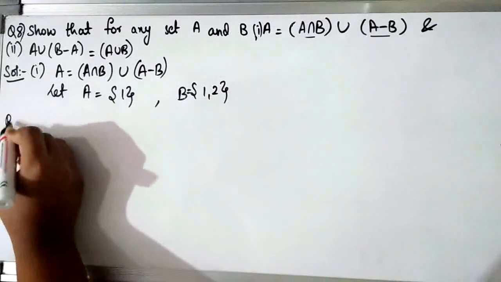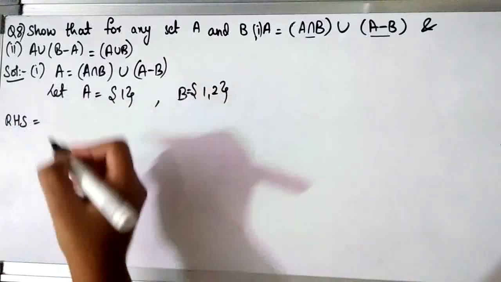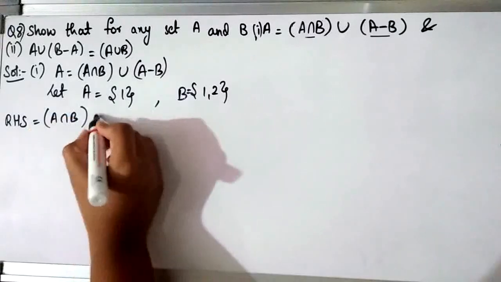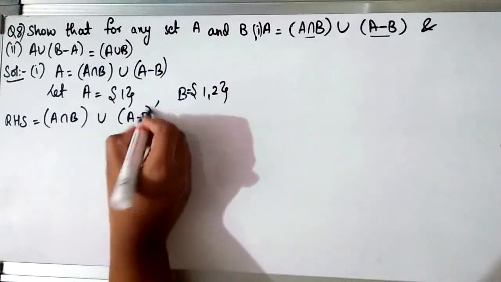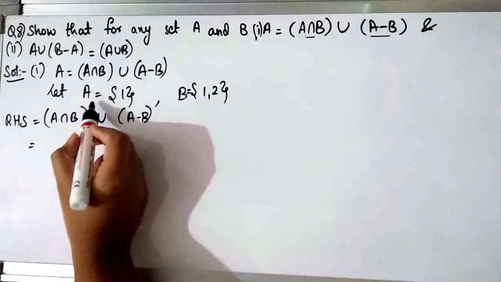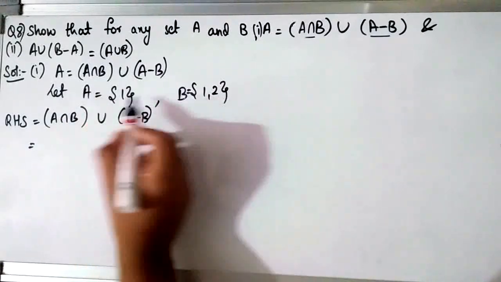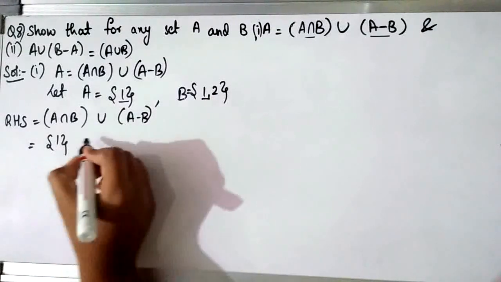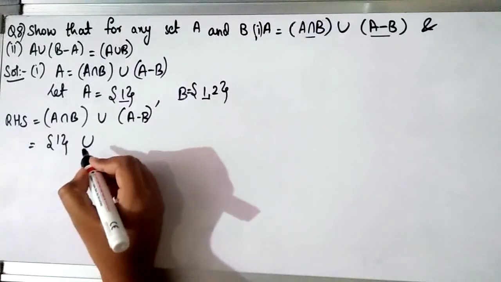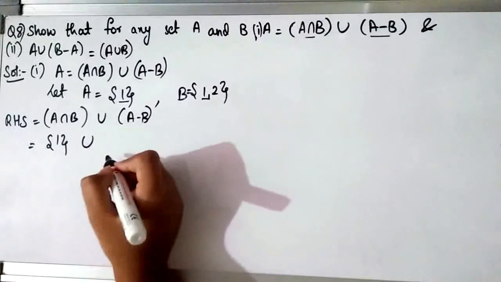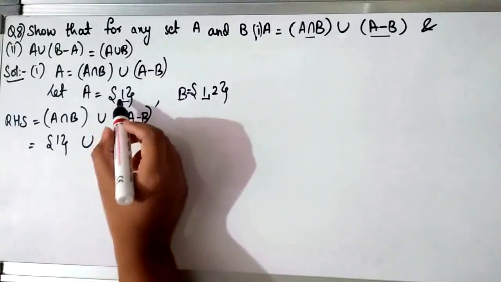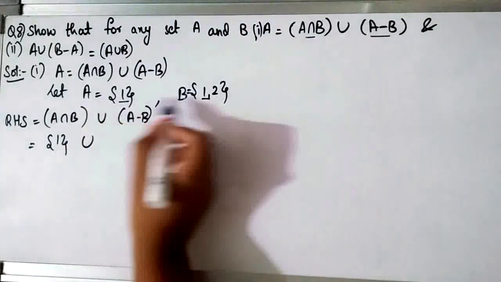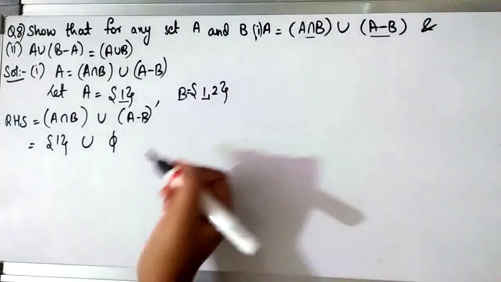Now we will take our RHS over here and prove that LHS is equal to RHS. So RHS is A intersection B union A minus B. Now what is A intersection B? If you check, A intersection B is {1}. Only one element is common, so that is {1}. Then you do the union and you have to do A minus B. Now what is A minus B? Now {1} minus {1, 2}, what is the common thing in this one? So when you do A minus B, you get an empty set or ∅.